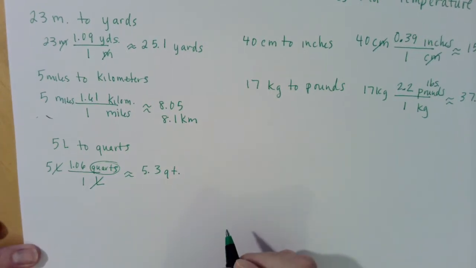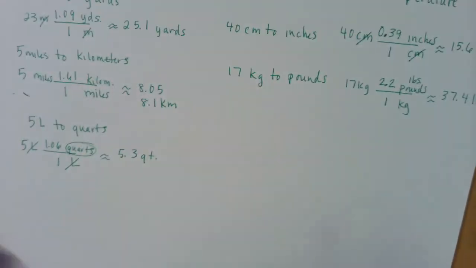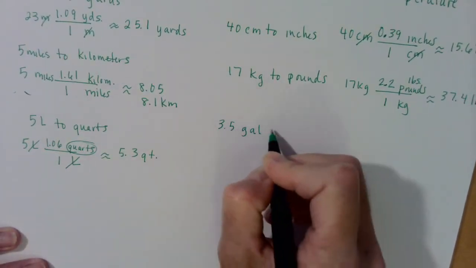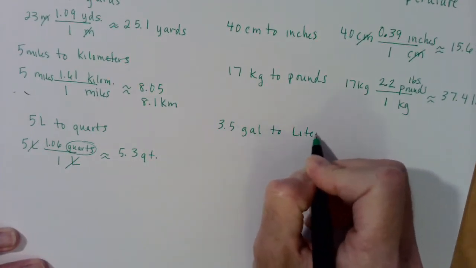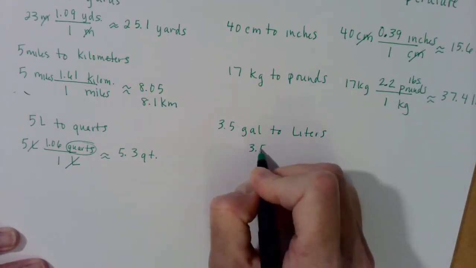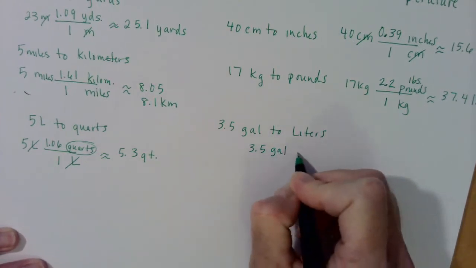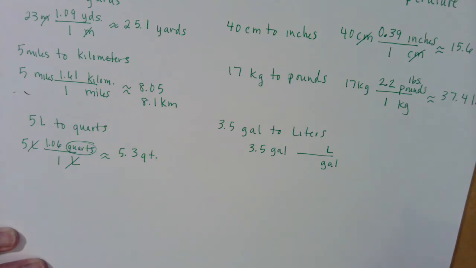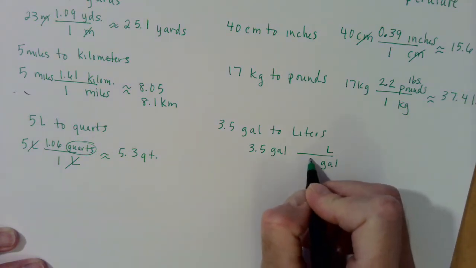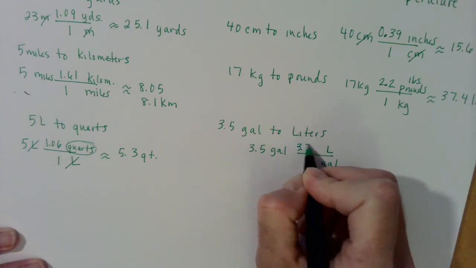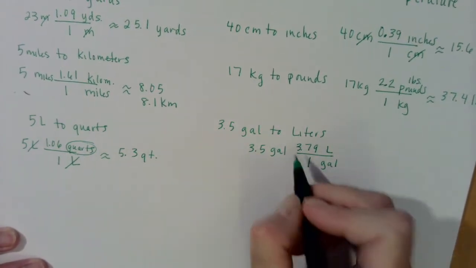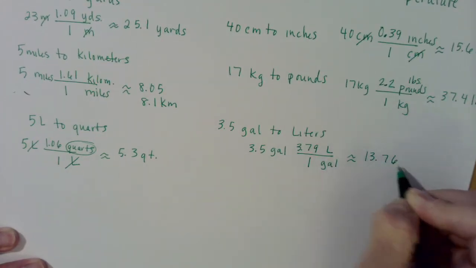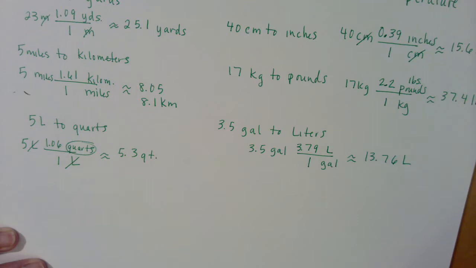Alright, how about, last one, let's do one more. How about 3.5 gallons to liters? So again, we write 3.5 gallons, and then we know we need to find the unit fraction that has gallons and liters. So see if you can find it before I do. I can see that there's 1 gallon for 3.79 liters. So multiplying that out either by hand or on your calculator, 3.76 liters, isn't it?